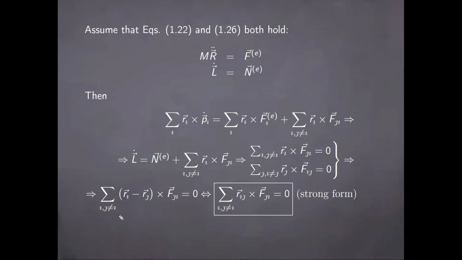The sum that vanishes is a sum of cross products between the internal force acting between two particles and the relative vector joining the particles. So as such, these assumptions automatically imply that internal forces must obey Newton's third law in its strong form. They are equal in magnitude, they are opposite in direction, and they are also lying along the line joining the two particles, which is expressed here.